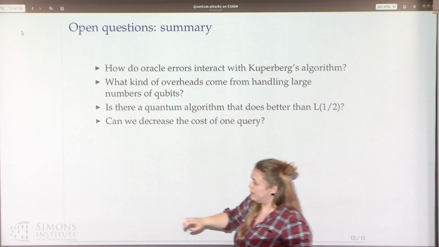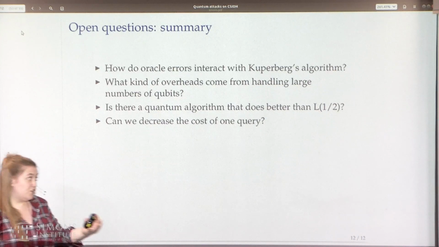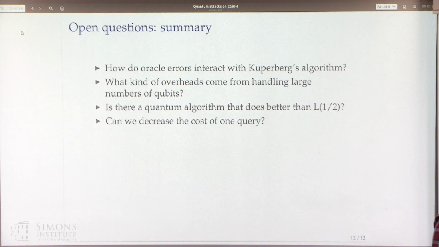So that's really improving this power of log p here, because if you could, then that's going to have long-reaching consequences for this algorithm. And of course, these queries are super expensive. So can we decrease the cost of one query? If you can, then on a concrete level, you're going to significantly decrease the cost of the attack. And that's all I had to say. Thank you for your attention.